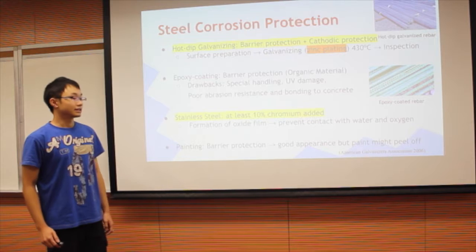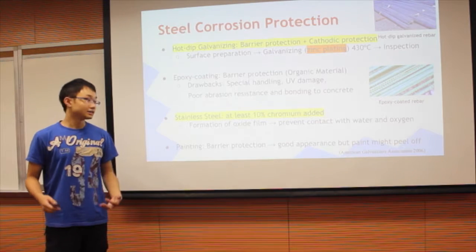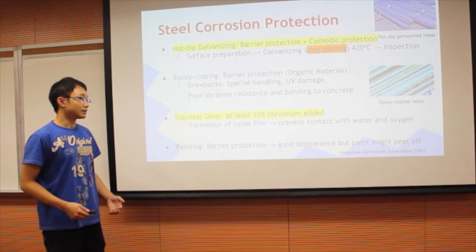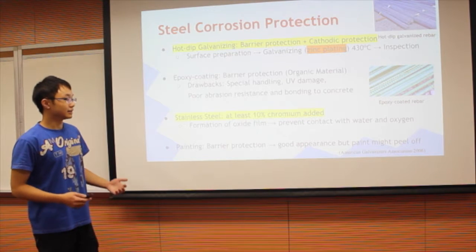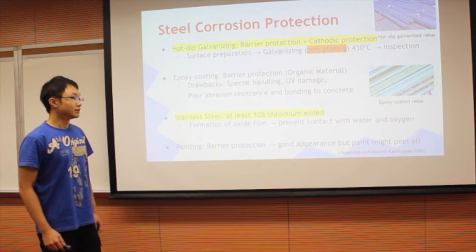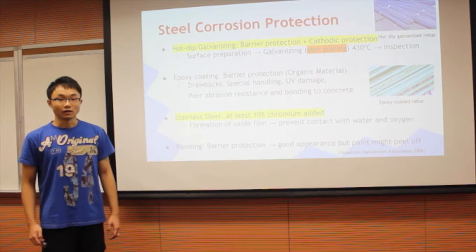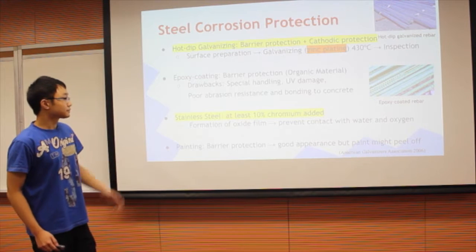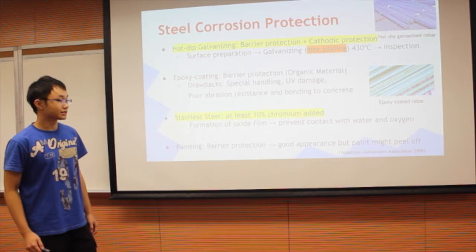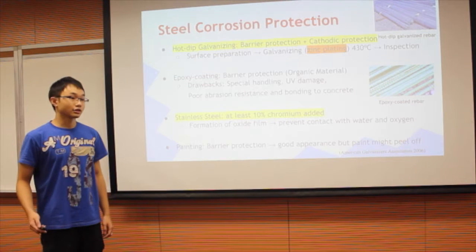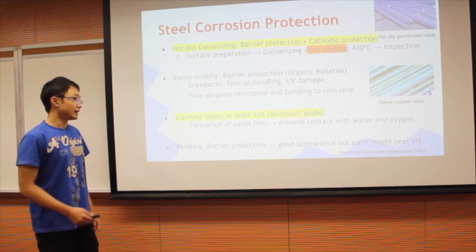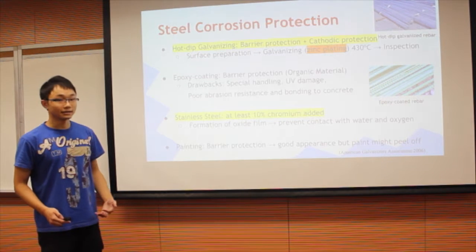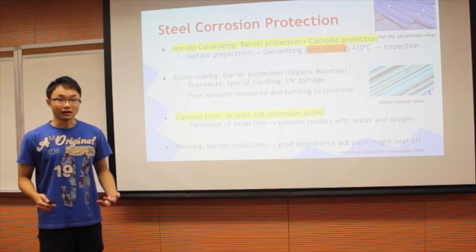The next one is stainless steel. It contains at least 10% of chromium added to the normal steel, and the chromium added can lead to the formation of an oxide film, which prevents the contact of iron with the water and oxygen outside. And the last one is painting, which is very common for steel structures exposed to air, and it can provide barrier protection and good appearance, but the paint might peel off after a long time.